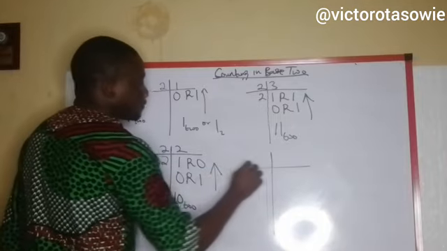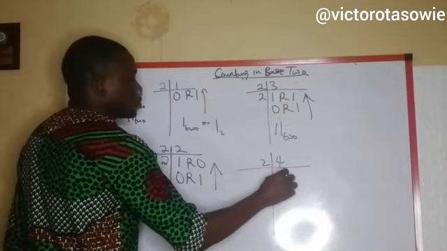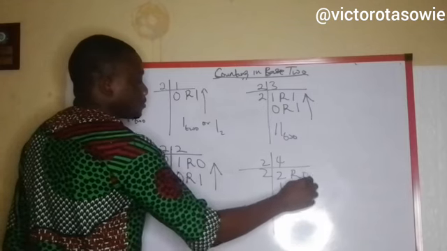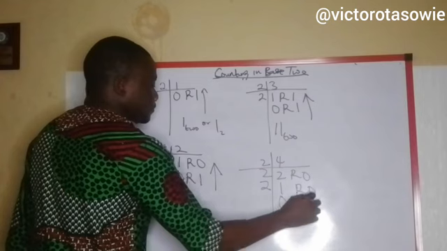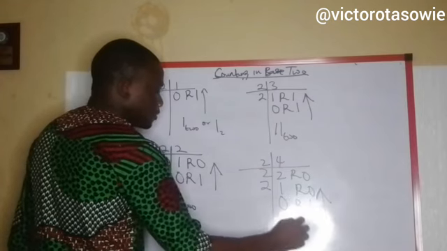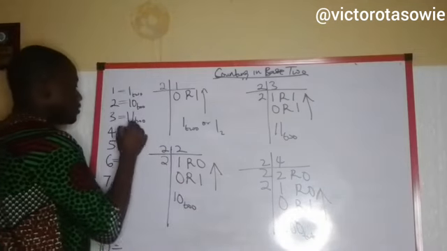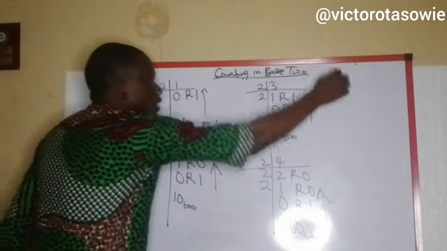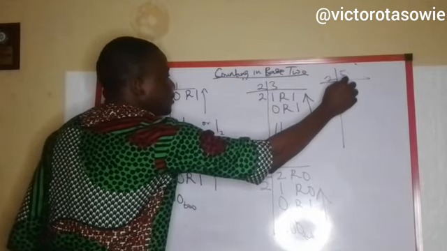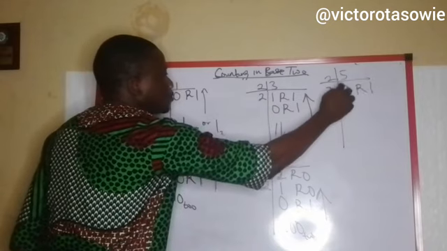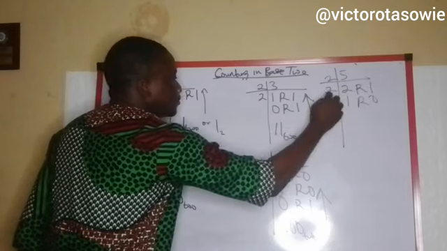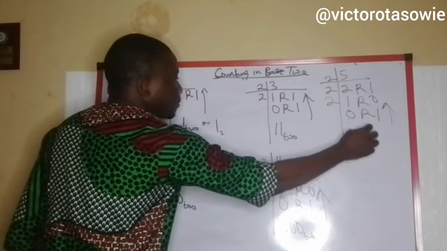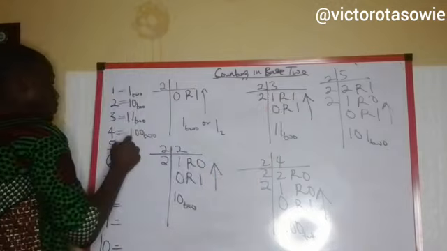Then for 4, we have 2 into 4 is 2, remainder 0. 2 into 2 is 1, remainder 0. 2 into 1 is 0, remainder 1. If you take it up, it will give us 100 base 2. The next one we have is 5. Let's check out 5. 2 into 5 is 2, remainder 1. 2 into 2 is 1, remainder 0. 2 into 1 is 0, remainder 1. If you take it up, it is 101 base 2. So 5 will become 101 base 2.